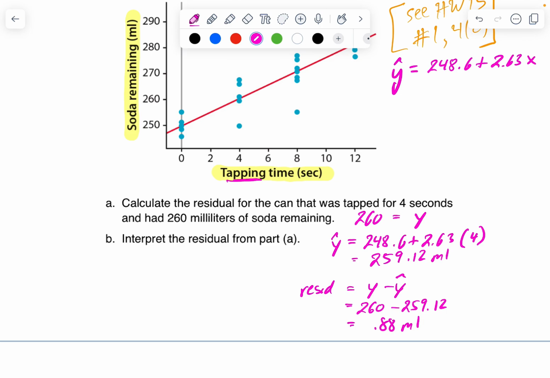Okay, just scrolling through here to make sure I haven't missed anything. All right, now B, interpret the residual.